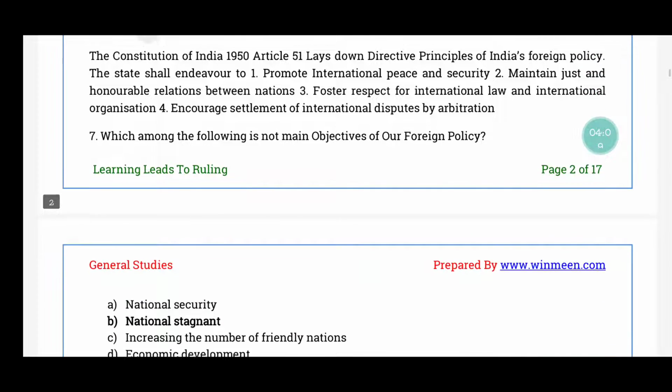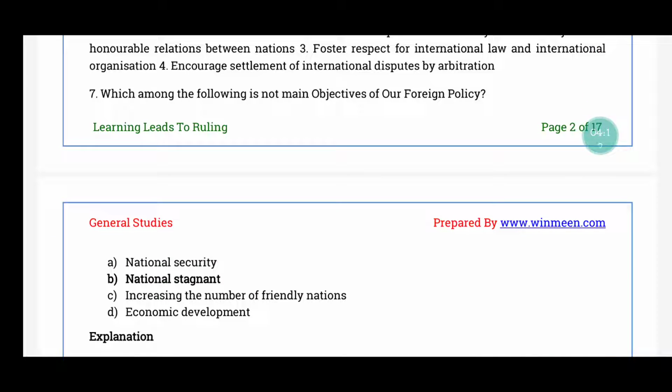Question number 7. Which among the following is not main objectives of our foreign policy? The correct answer is option B, national stagnant.